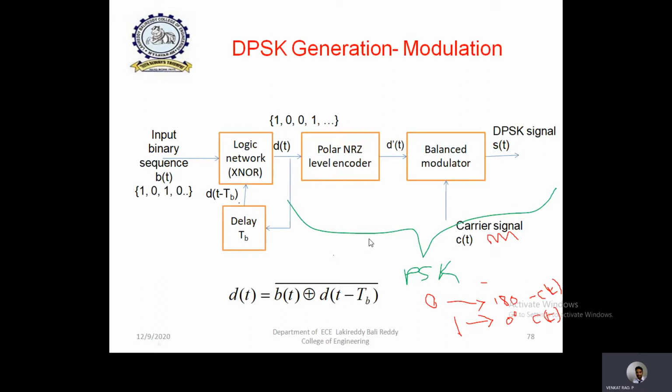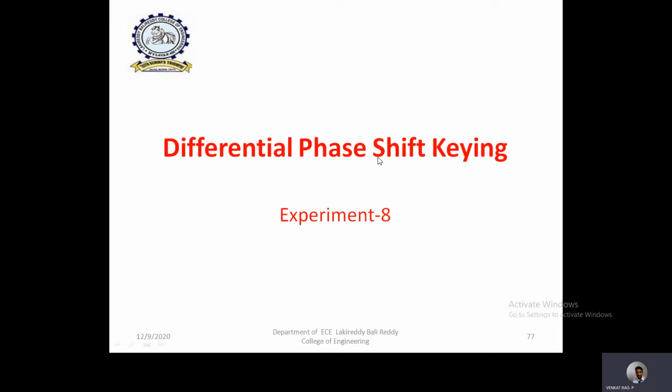Here, if you observe the names, PSK is compared with DPSK. There is a term called differential. That means somehow differential data is generated in DPSK. That is all the difference between PSK and DPSK. Now we'll see what is the meaning of this term and why it is added to PSK.